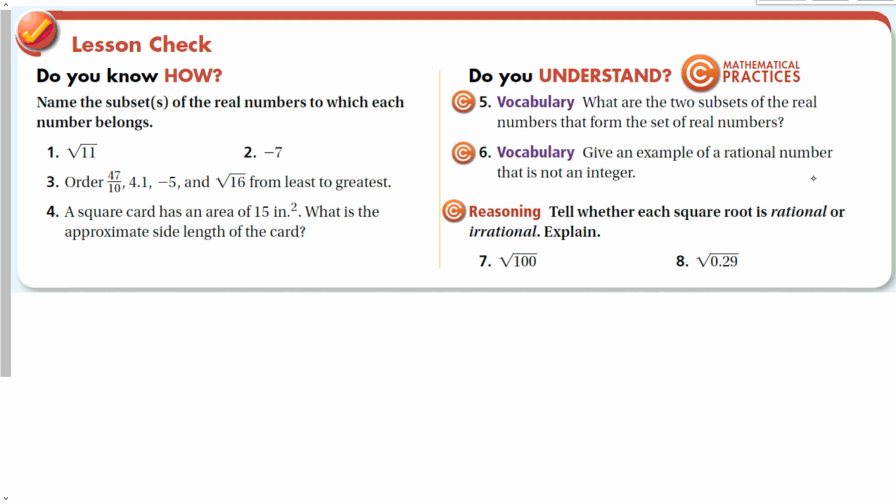Given an example of a rational number that is not an integer, well, that's going to be anything that has a decimal in it. And rational, irrational. Okay. So that is 1-3, real numbers and the number line.